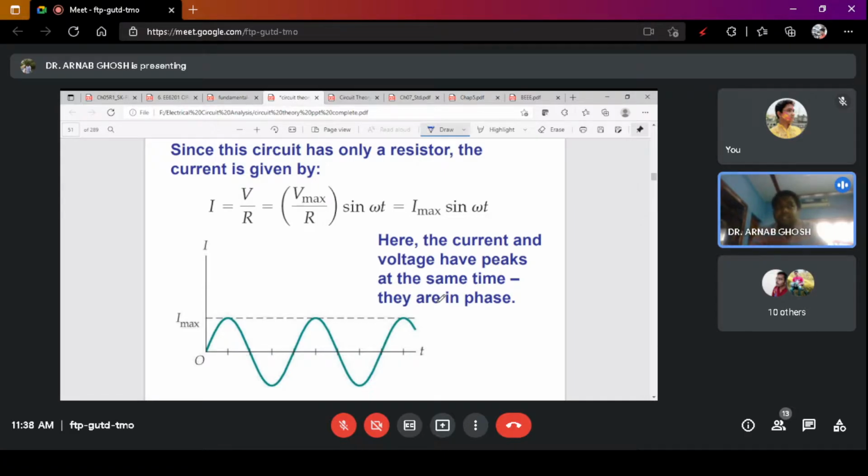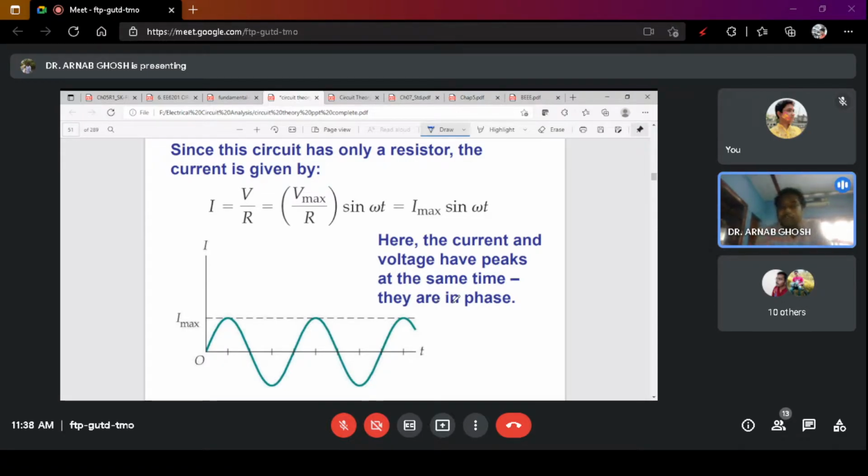In a purely resistive circuit, we say the power factor of the wave is equal to 0, since the voltage and the current are in phase with each other. The voltage and the current are in phase with each other.